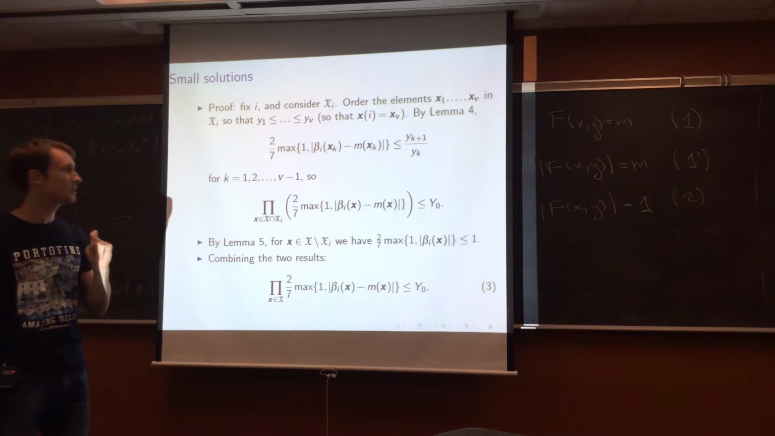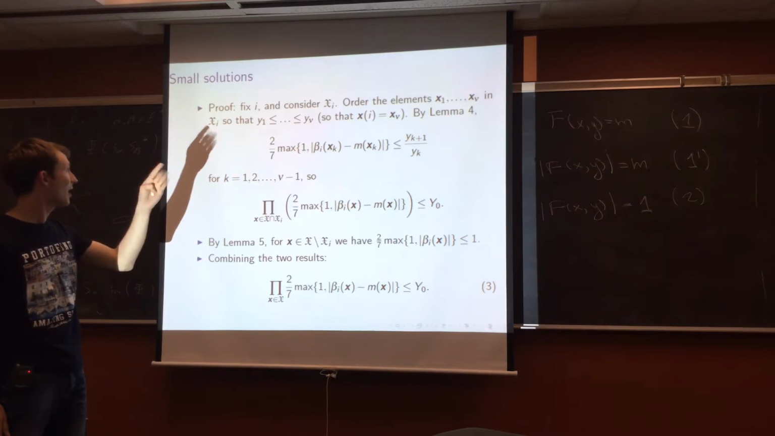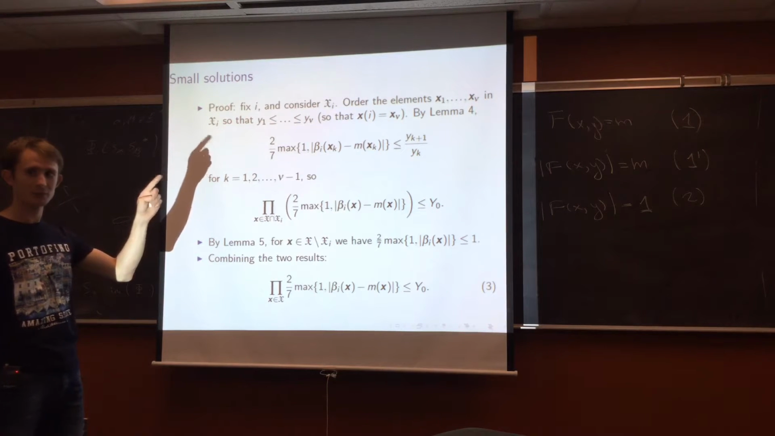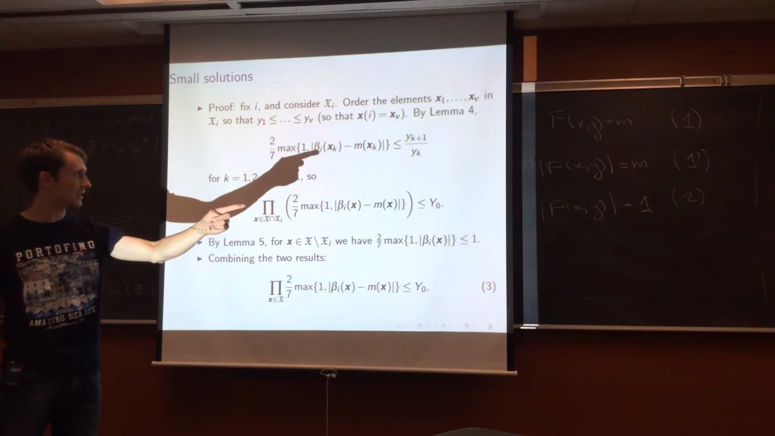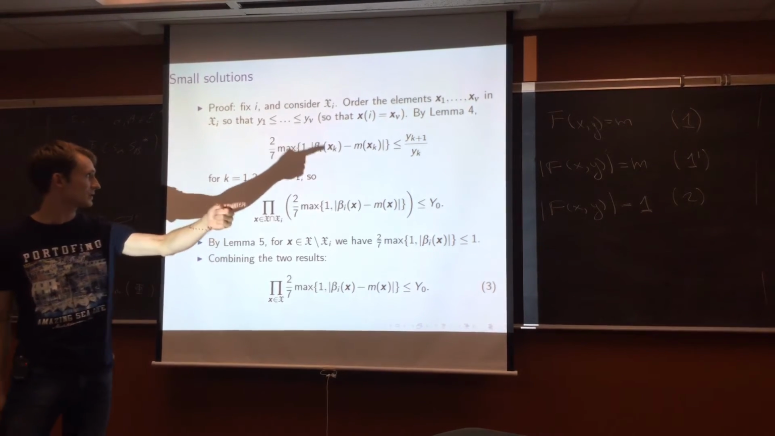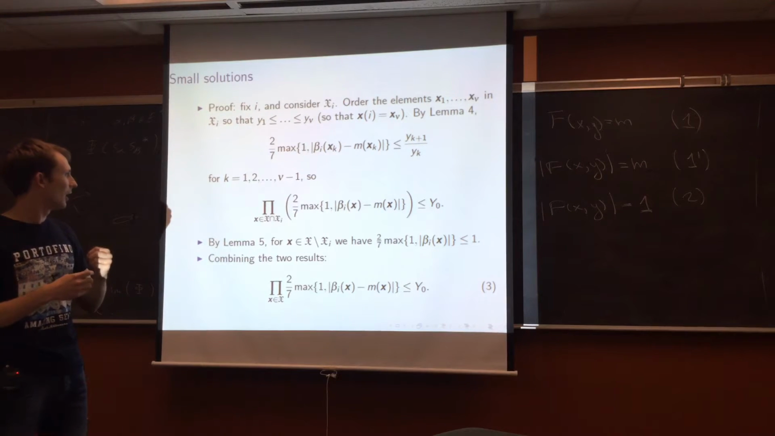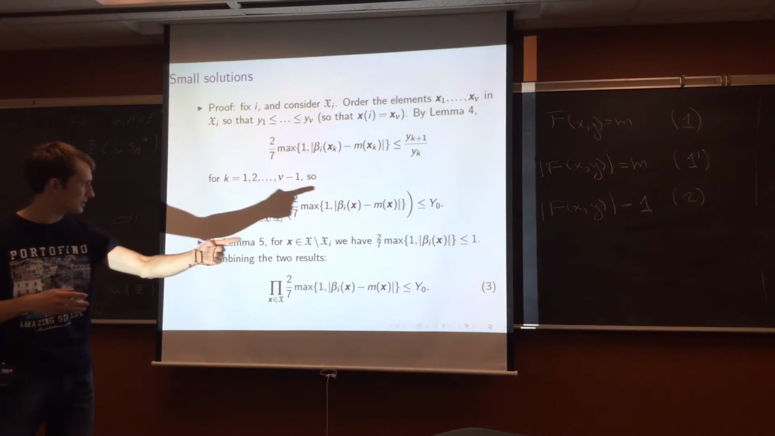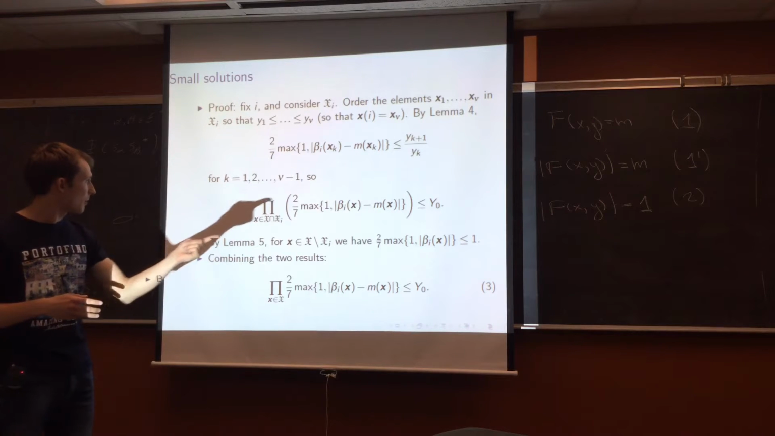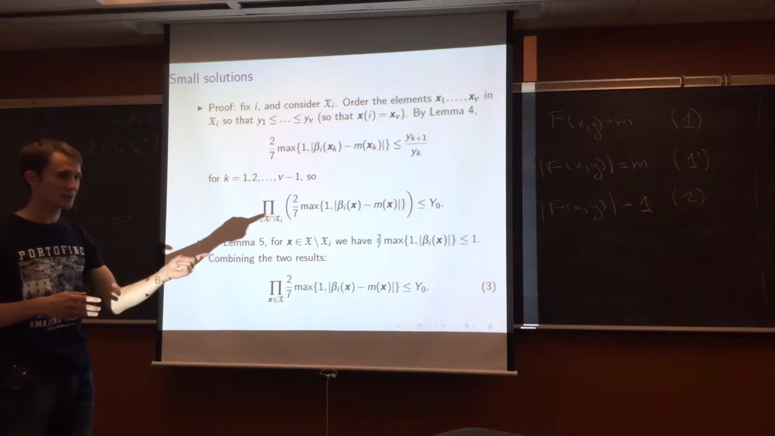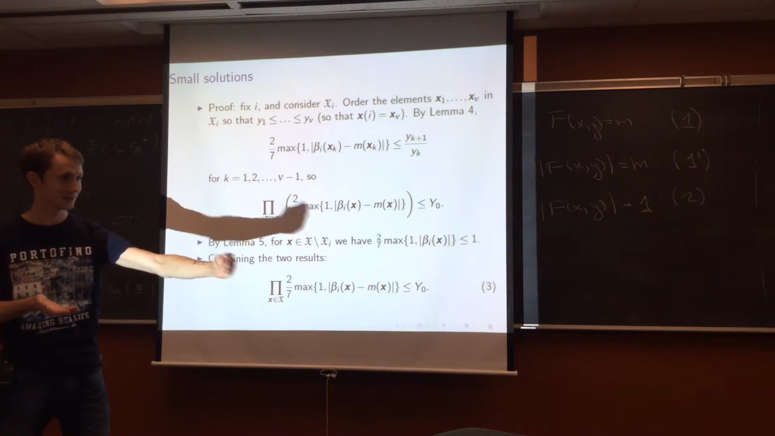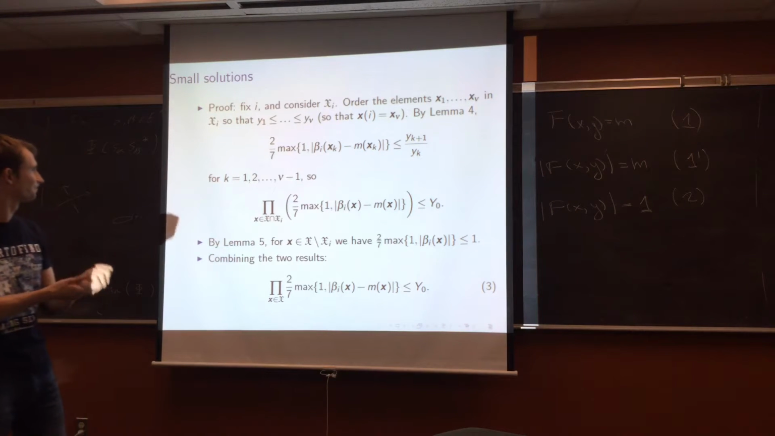Oh, and by the way, I forgot to mention one important thing. For now, I'm fixing my xi, okay? So now i is fixed, okay? And within this i, for each x, of course, these beta i's and m's change, okay? But eventually, I get this, and then I'm going to multiply all of these expressions together over my i's. That's the idea here.